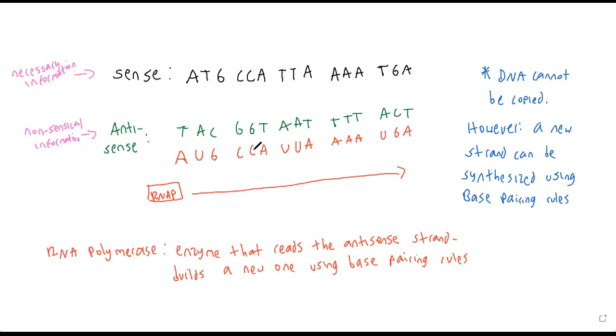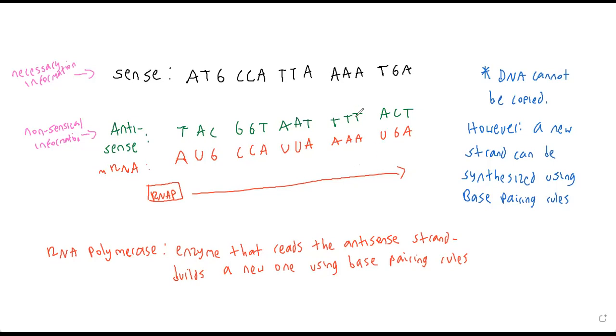You know you did it right if you compare this new RNA strand with the sense strand. They should be identical, except uracil should be there for thymine. And if we look here, we see that the sense strand and the new messenger RNA strand are identical, save for the U's instead of T's.